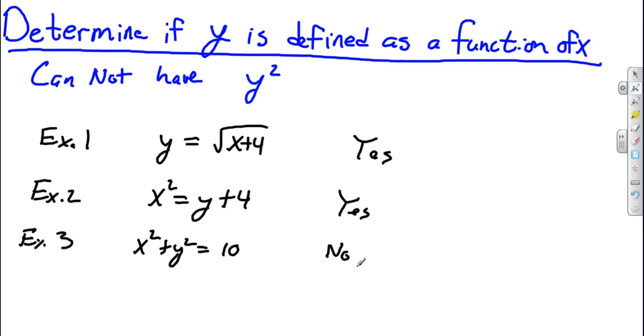That's it. Now, again, it'll change later when we get into chapter 2 because they start adding some more details to it. But for this particular part, if they ask you, is y defined as a function of x, that's all you worry about. If you have y squared, it's no. Anything else, we're good to go.